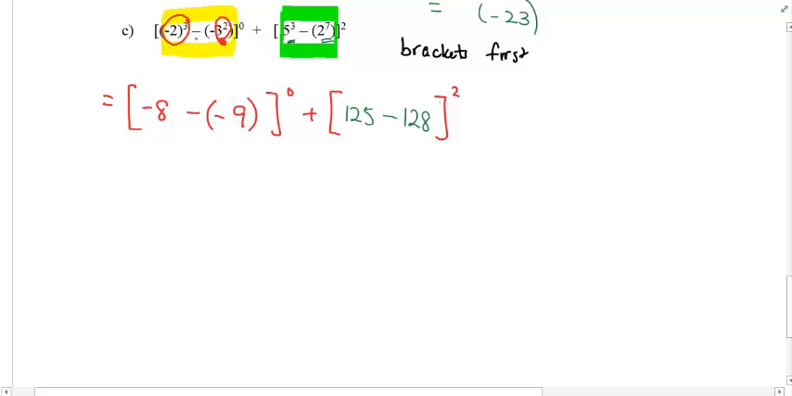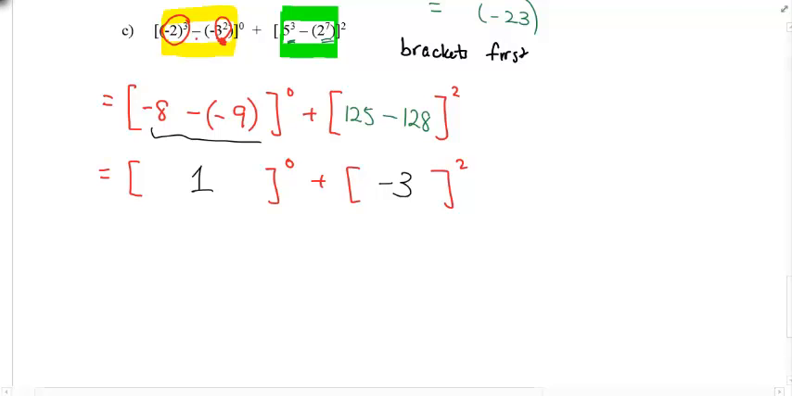We still have our brackets, so let's go ahead and keep on simplifying inside the brackets. So now I'm going to take a look at here. Negative 8 take away negative 9. That's the same thing as adding the opposite. That's the same thing as negative 8 plus 9. And that's just equal to the number 1. And then 125 minus 128, that's, I think, negative 3.